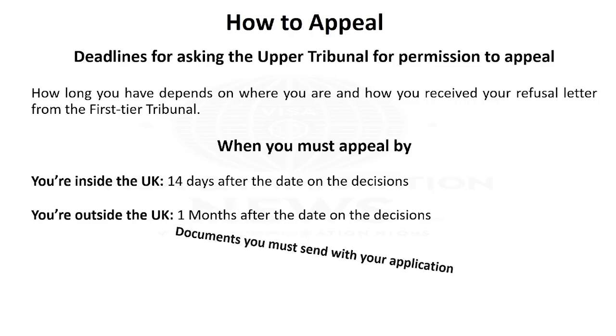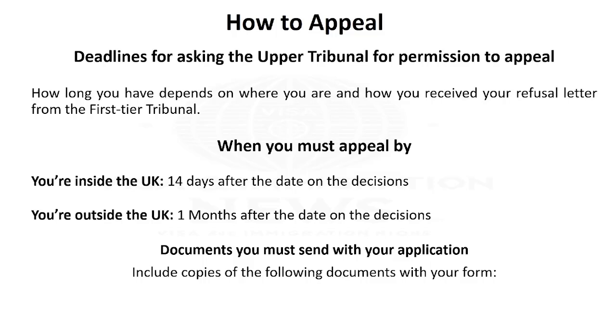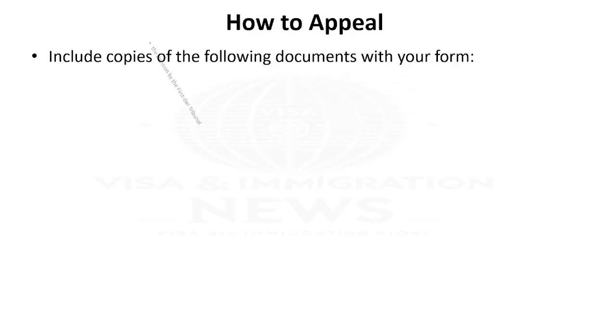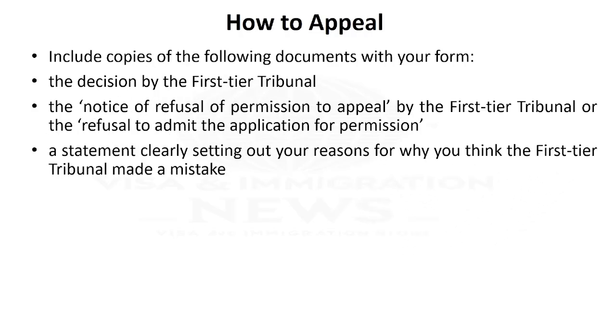Documents you must send with your application. Include copies of the following documents with your form. The decision by the First-tier Tribunal. The notice of refusal of permission to appeal by the First-tier Tribunal, or the refusal to admit the application for permission. A statement clearly setting out your reasons for why you think the First-tier Tribunal made a mistake.